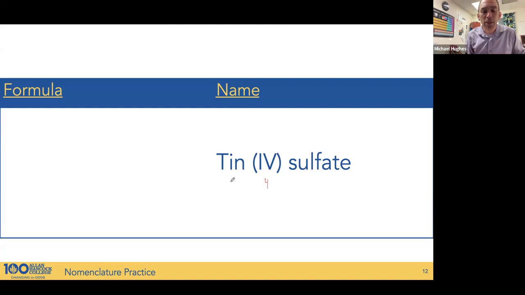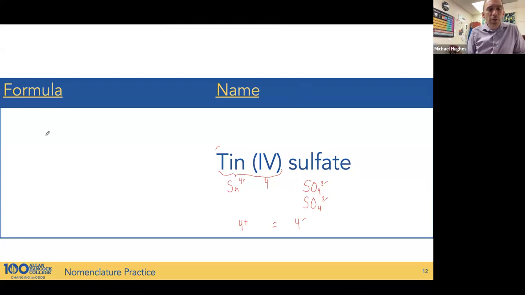So tin, with the elemental symbol Sn, must be 4 plus. That's what this information here is telling us, that tin 4 plus exists, and it's associated with sulfate, and sulfate is SO4 2 minus. So for our 4 plus to balance, it's going to have to equal 4 minus, and to achieve that, we're going to need 2 sulfates, SO4 2 minus.